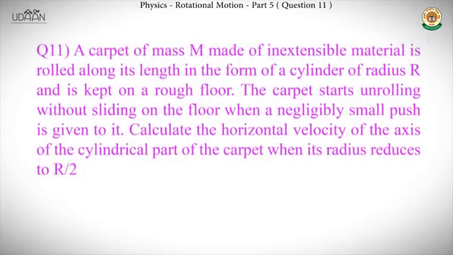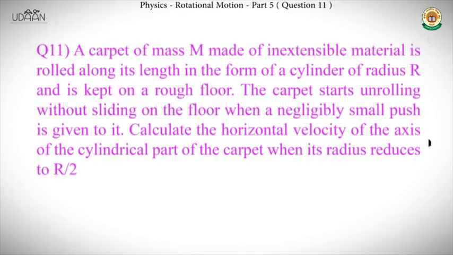Let's start question number 11 now. A carpet of mass m made of inextensible material is rolled along its length in the form of a cylinder of radius r and is kept on a rough floor. The carpet starts unrolling without sliding on the floor when a negligibly small push is given to it. Calculate the horizontal velocity of the axis of the cylindrical part of the carpet when its radius reduces to r by 2.